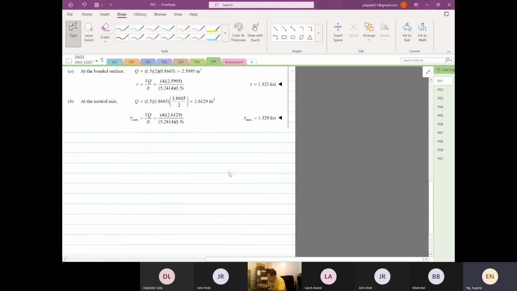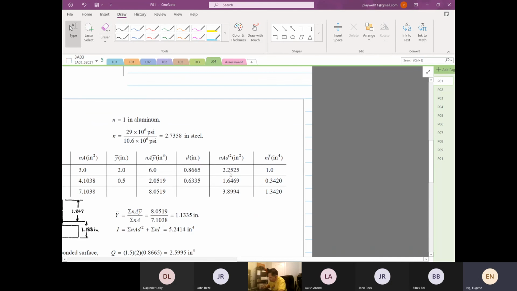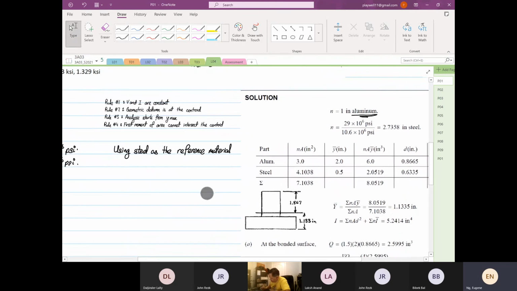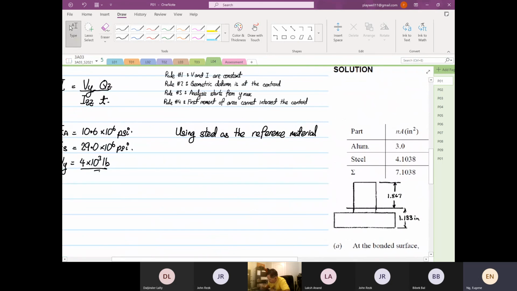If you look at the solution manual, I'm not going to go into detail. They pick the reference material as aluminum, whereas we can pick the reference material as steel. Once we make the decision to pick steel as the reference material, we can find N for steel, which is Young's modulus of steel over Young's modulus of steel, so this is equal to 1. The N for aluminum is Young's modulus of aluminum divided by Young's modulus of steel.